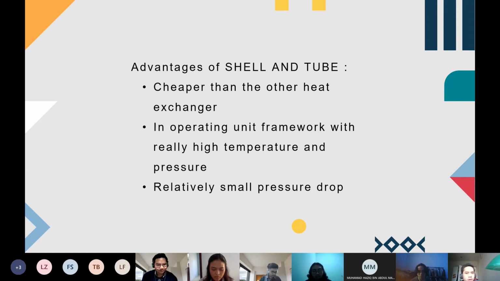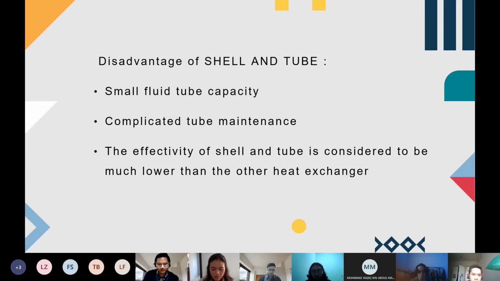The advantages of shell and tube: first, it is cheaper than other heat exchangers. Then, it can operate under really high temperature and pressure, and the last one is a relatively small pressure drop. The disadvantages of shell and tube: first, it has a small fluid tube capacity, then complicated tube maintenance, and the last one is that the effectiveness of shell and tube is considered to be much lower than other heat exchangers.